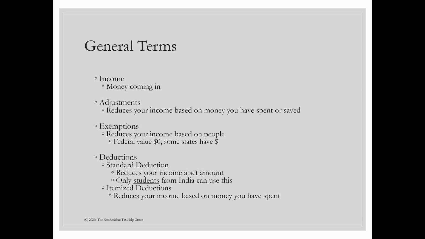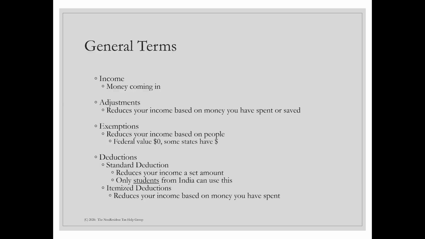Right? So as we look at these terms again, just a little bit more: income is all money coming in. Adjustments reduce your income based on money that you have spent or saved, right? So if you spend it on certain things, you can subtract it from your income. Exemptions reduce your income based on people, basically family dependents. There are no exemptions for federal taxes anymore, but some states will have exemptions for dependents.